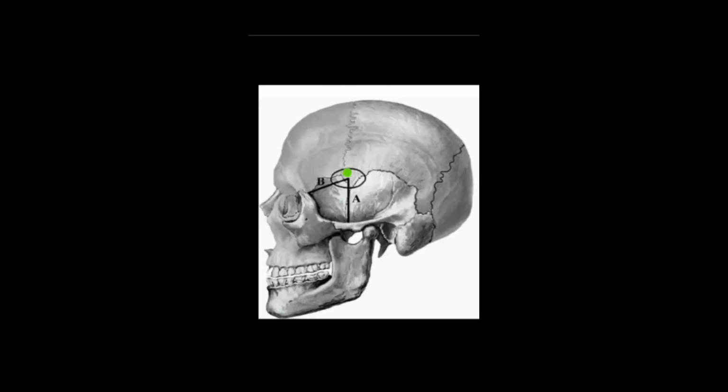The surface anatomy of pterion. The pterion lies 4 cm behind the zygomatic suture and 4 cm above the center of the zygomatic arch. It is the common point where these two lines meet.